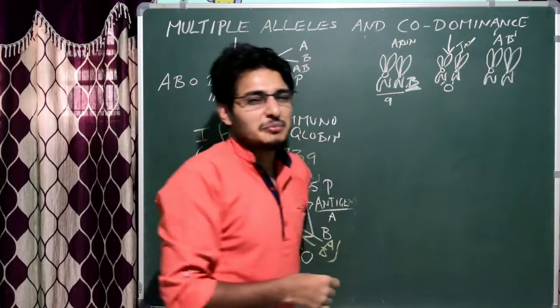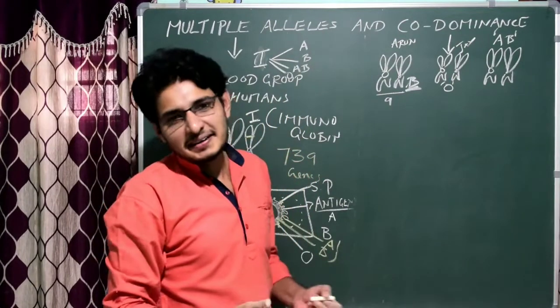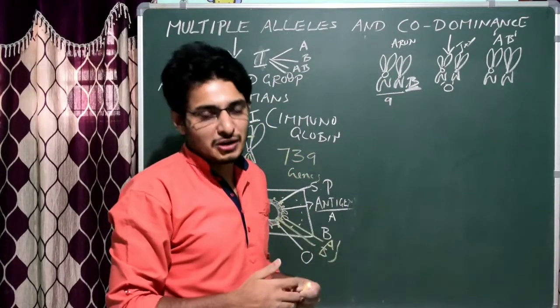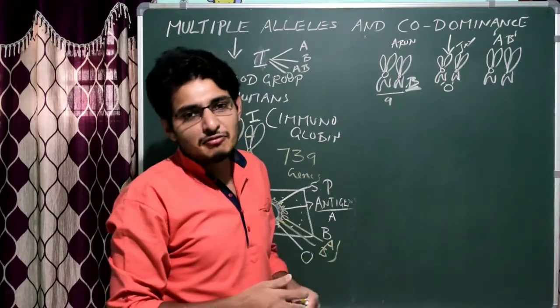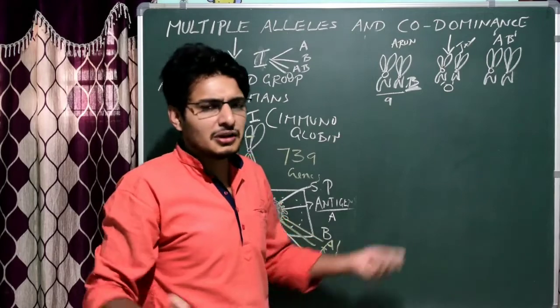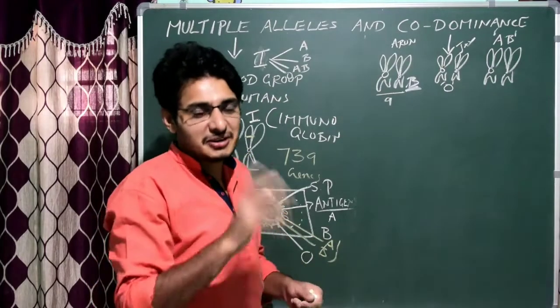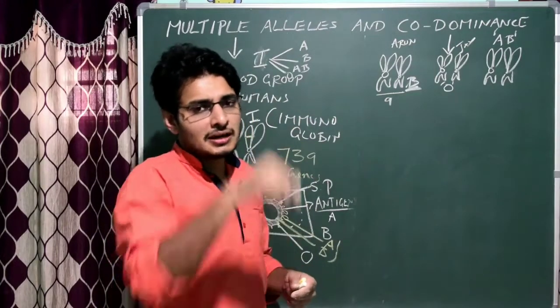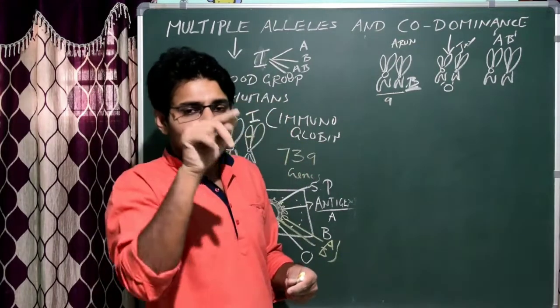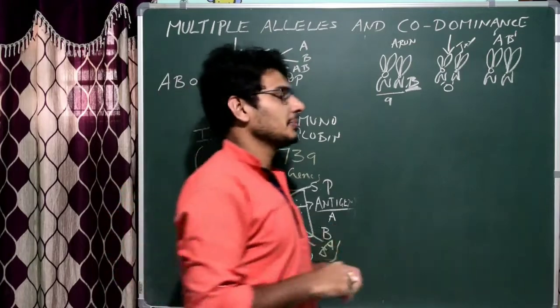Amitabh Bachchan is a dominating figure in the Bollywood industry. Very simple. If any question is asked, give one example for codominance, you can write AB blood group. You have to write its genotypic form: capital letter I A, capital letter I B, AB. So that's it.